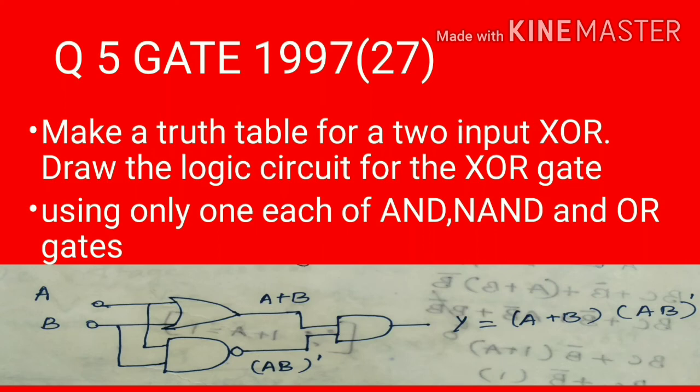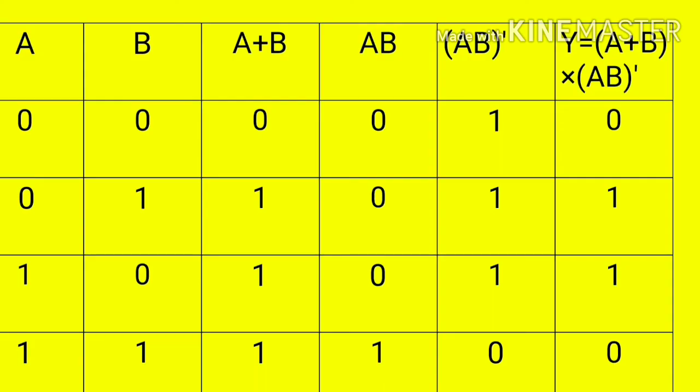Question 5. Make a truth table for a 2-input XOR. Draw the logic circuit for the XOR gate using only one each of AND, NAND and OR gates. Truth table: if the values of input A and B are 0, 0, A plus B is 0, AB equal to 0, AB dash is equal to 1, Y value will be 0. Then A equal to 0, B equal to 1, A plus B equal to 1, AB equal to 0, AB dash is equal to 1, therefore Y is 1.